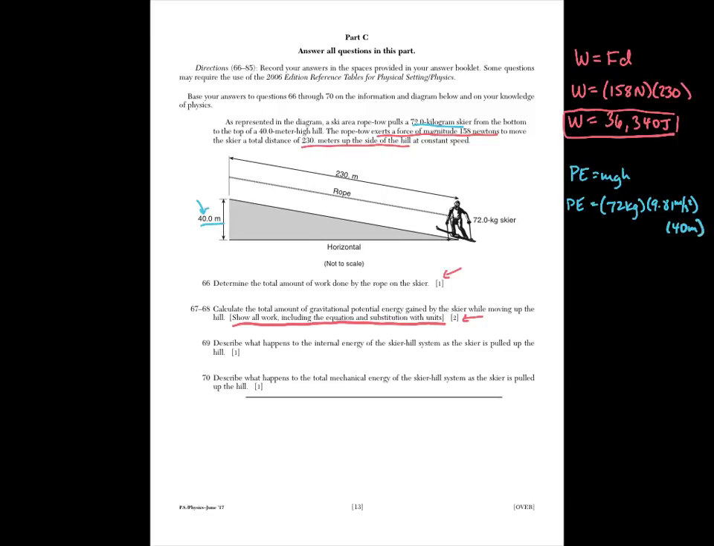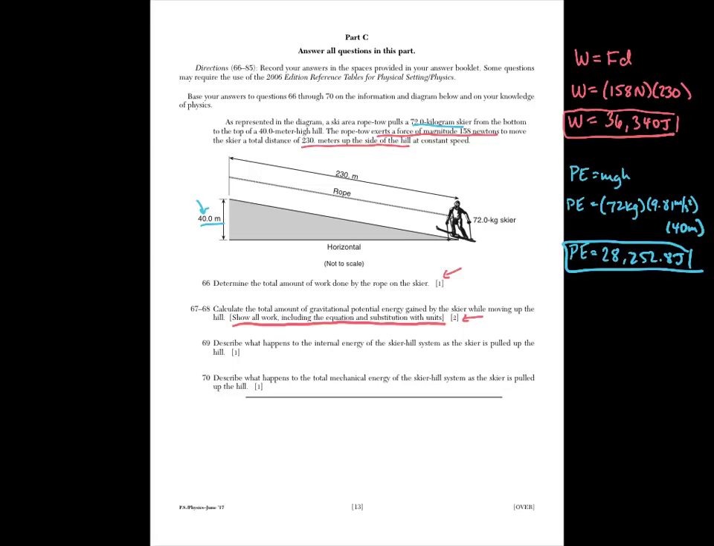So if you show all this with units, that's 1 point for the work. The second point comes from having the correct answer with units. So you should get 28,252.8 joules. That's your answer. Showing all this in blue will give you 2 points. Now, if you notice, work is 36,000 joules. The potential energy is 28,000 joules. So 28,000 of all that work is converted to potential energy. That means you have some leftover energy for something else.